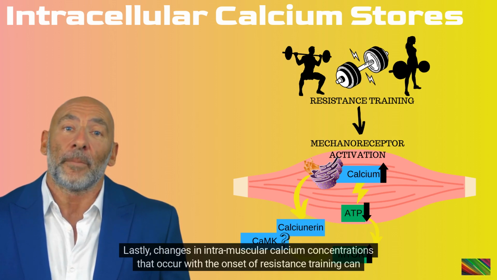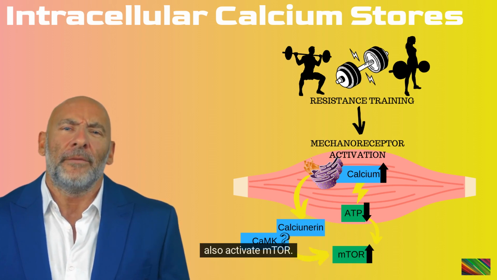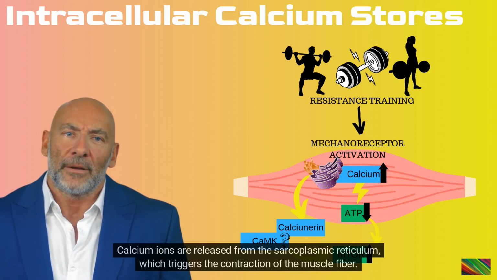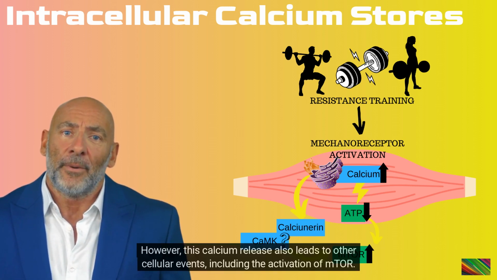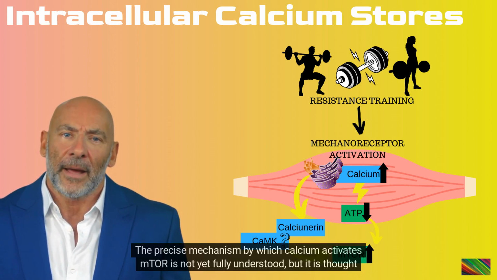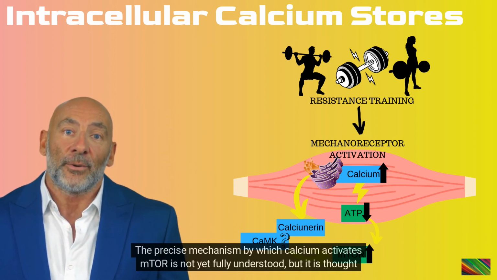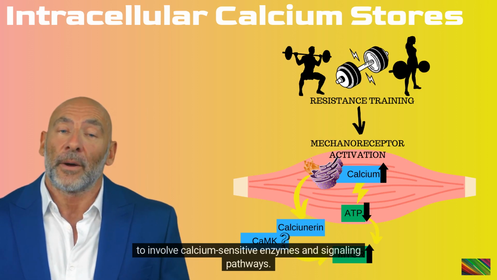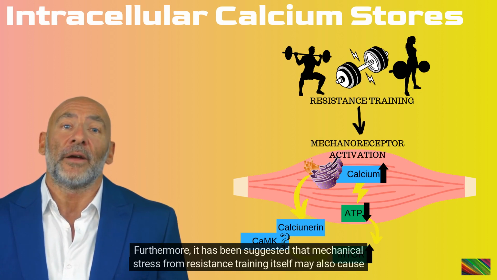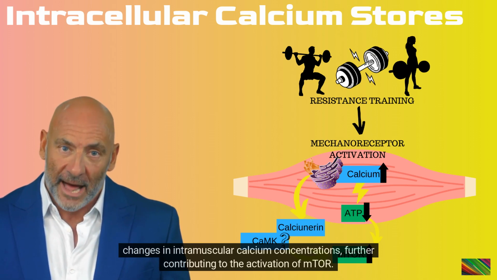Lastly, changes in intramuscular calcium concentrations that occur with the onset of resistance training can also activate mTOR. Calcium ions are released from the sarcoplasmic reticulum, which triggers the contraction of the muscle fiber. However, this calcium release also leads to other cellular events, including the activation of mTOR. The precise mechanism by which calcium activates mTOR is not yet fully understood, but it is thought to involve calcium-sensitive enzymes and signaling pathways. Furthermore, it has been suggested that mechanical stress from resistance training itself may also cause changes in intramuscular calcium concentrations, further contributing to the activation of mTOR.